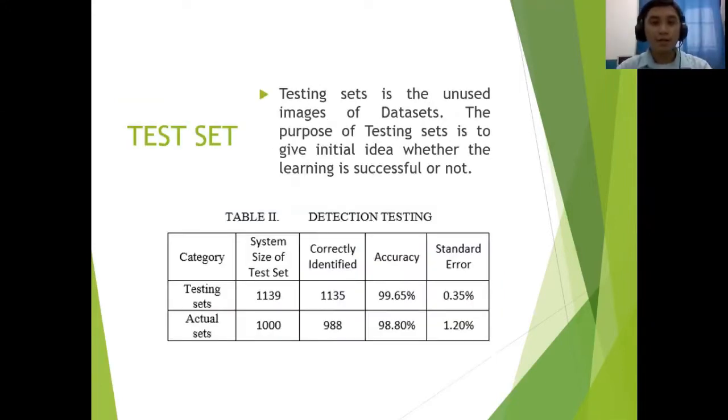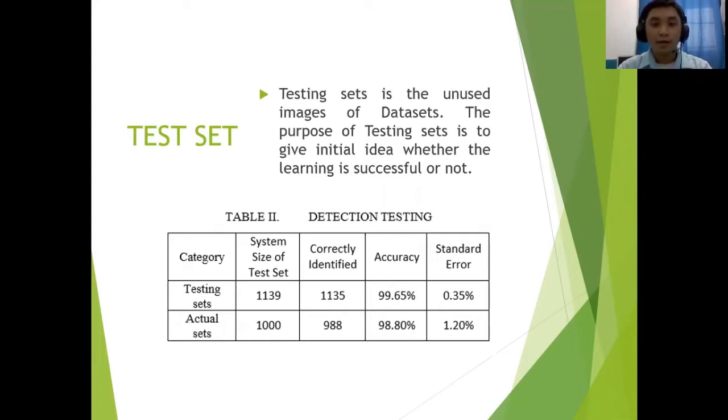In this slide shows the test sets. Testing sets are the unused images of the datasets, and the purpose is to give an initial idea whether the learning is successful or not. So table 2 shows the detection testing. In the first column, you can see the category, which is the testing sets and the actual sets.